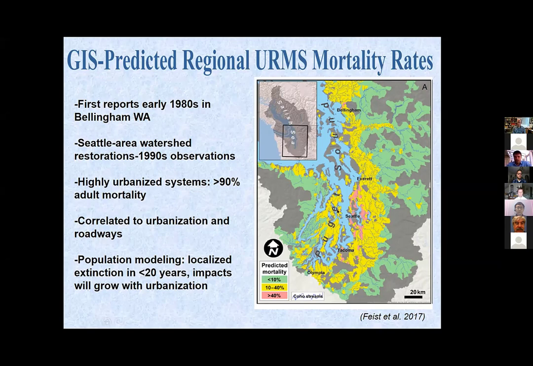And as you can see, here's some data from Feist et al. This is throughout the Seattle metro region. I mean, pretty much everywhere you can imagine. Washington State is growing with the strong economy, a lot, pretty similar to the San Francisco Bay Area. Impacts of anywhere from 10 to 40% or even over 40% and even up to 90% are predicted.